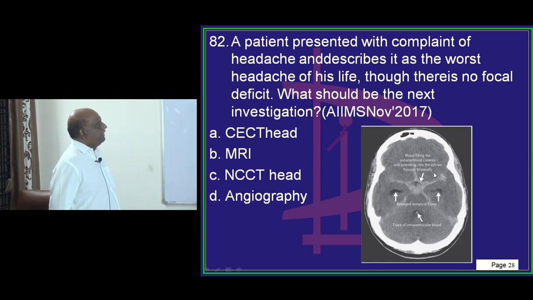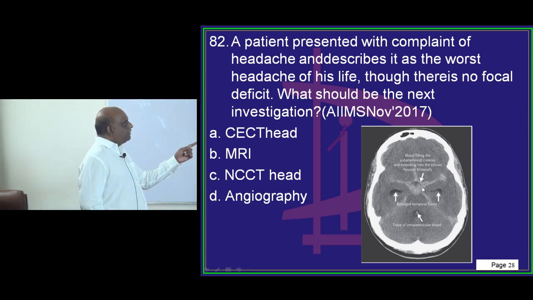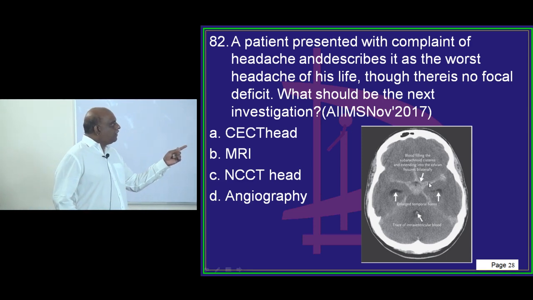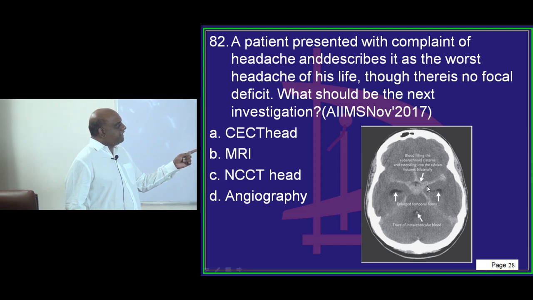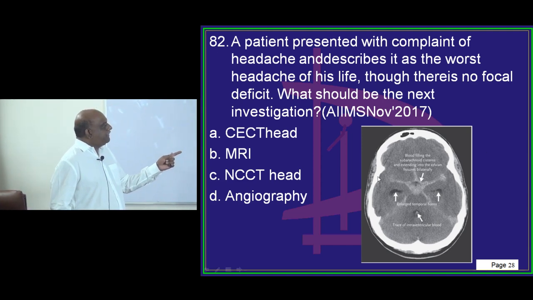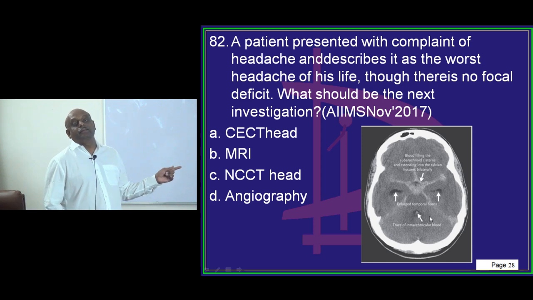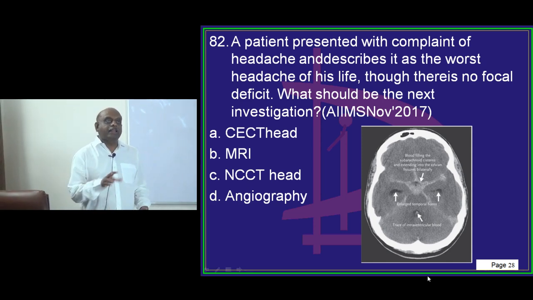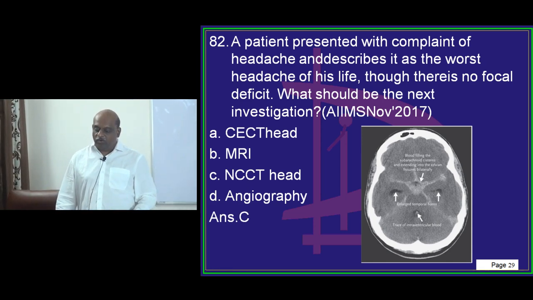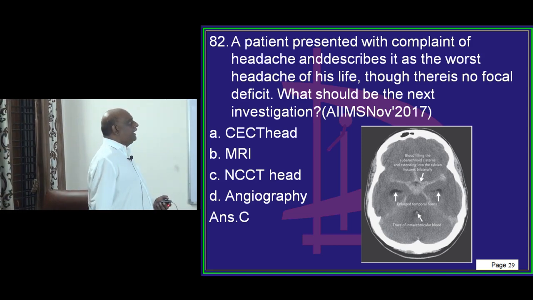If you do that, you can see the blood filling the subarachnoid space, the Sylvian fissure. Then you will also find enlargement of the temporal horns, and a trace of intraventricular blood is what you are able to see. These are the classical features of subarachnoid hemorrhage that I like to underscore to all of you.